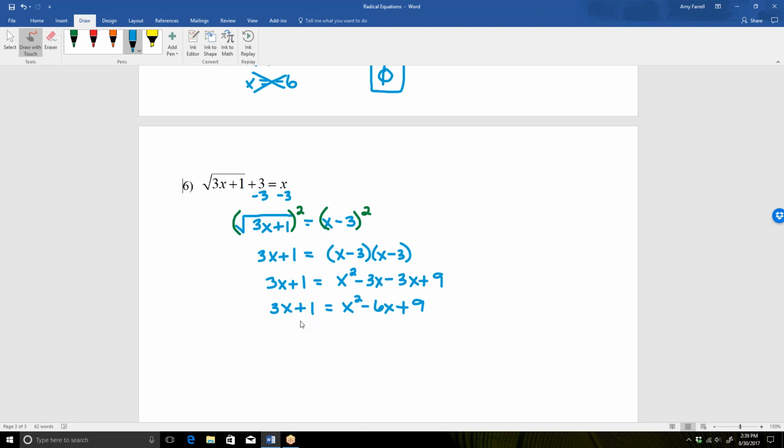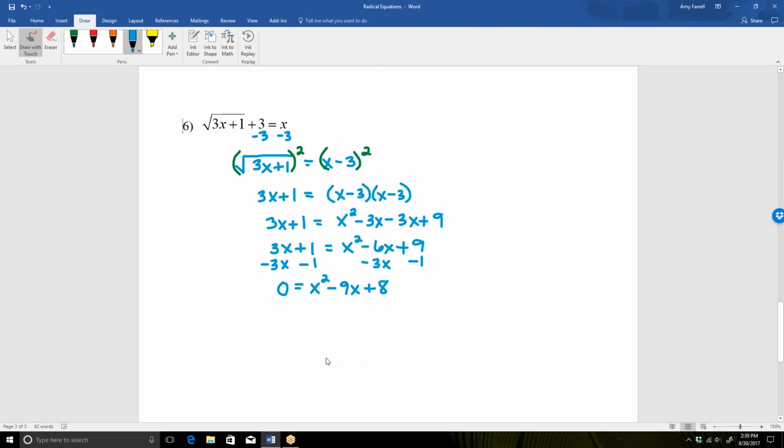To solve a quadratic equation, we could use the quadratic formula. We could also see if possibly this factors. It's going to be a little quicker if it does factor. So I'm going to get a 0 on one side of the equation. I'm going to subtract 3x, and I'm also going to subtract 1 from both sides. And so I get 0 equals x squared minus 9x plus 8.